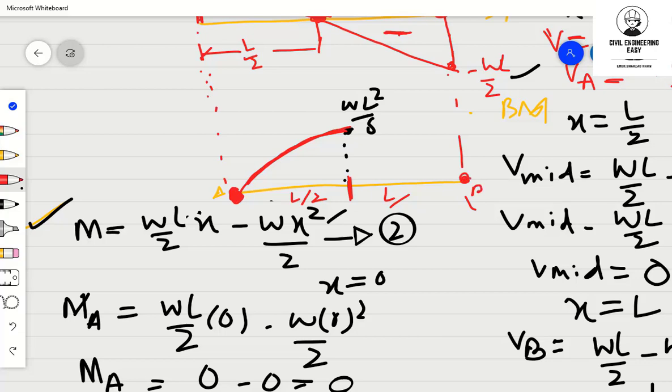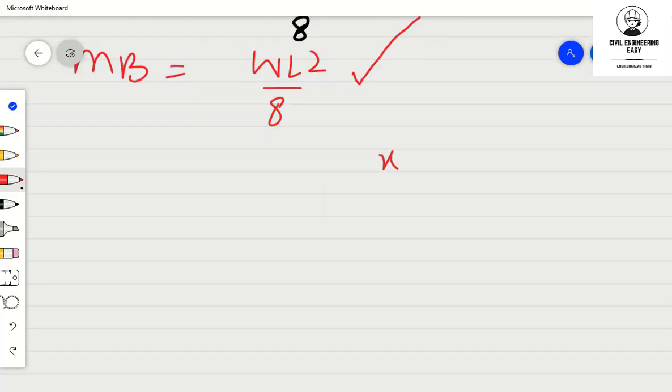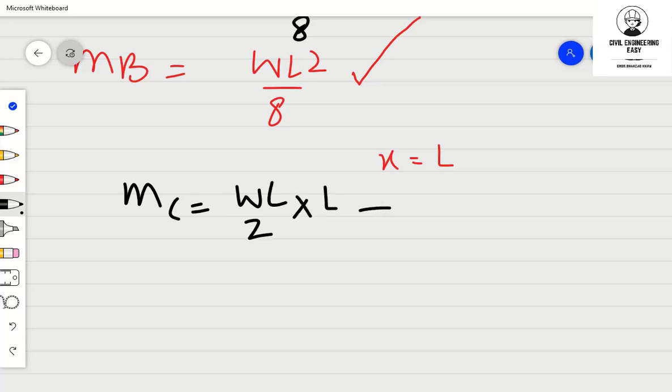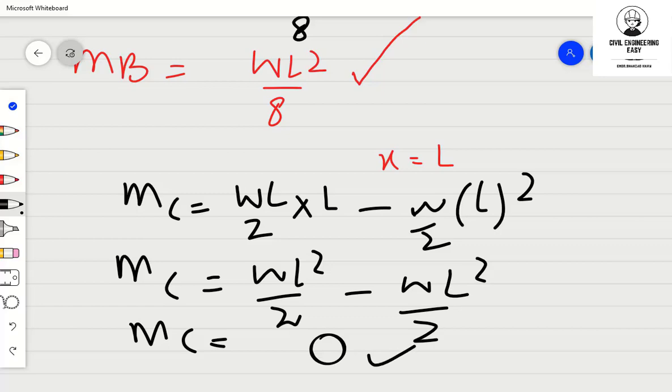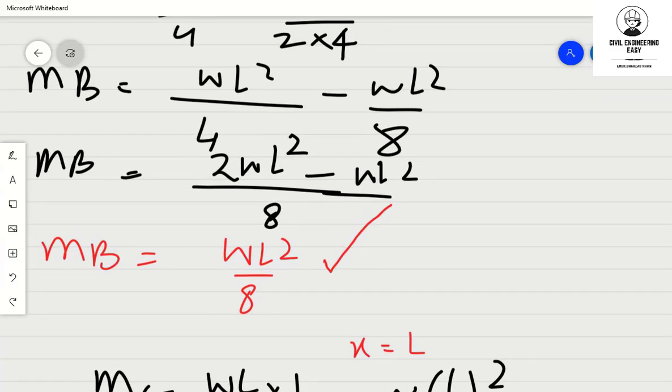In the last, we will find out the moment at point C. For that we will use again this equation. The value of x will be equal to L. Moment at C is equal to WL divided by 2 multiply by L minus W divided by 2 into L whole square. The moment at point C is equal to WL square divided by 2 minus WL square divided by 2. So the answer is equal to 0. So the moment at point C is equal to 0 because we have a support at point C. So at the support point we got a 0 moment.